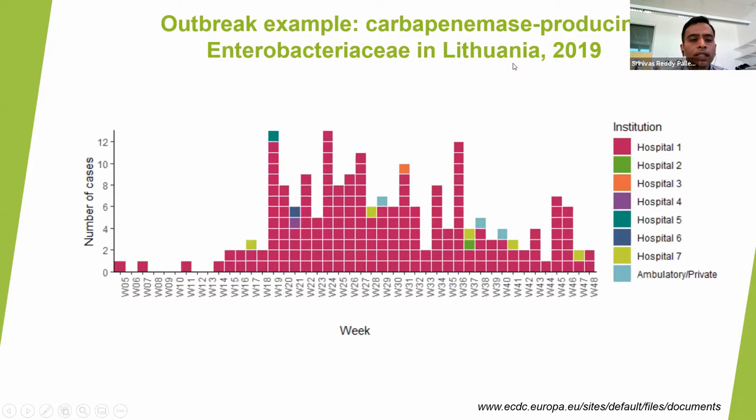This graph shows the weeks on the x-axis and the number of cases on the y-axis. Over time, during the weeks, we see a lot of cases, and these boxes represent the cases from various hospitals. Here it shows around 7 hospitals, but we see all the cases are from a single hospital. So this shows that there is an outbreak in that particular hospital of these carbapenemase-resistant Enterobacteriaceae. When this data was taken, the outbreak was still going on. So it is very, very important to identify the source of the outbreak, find out the cause as well, and take appropriate action to prevent the spread of AMR.